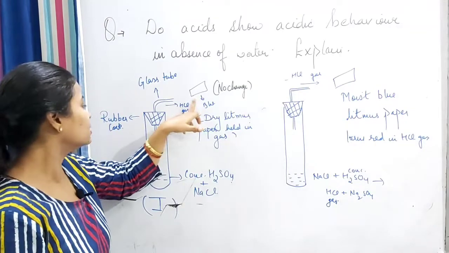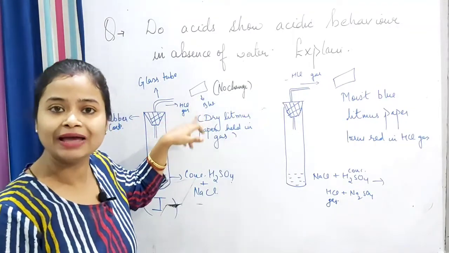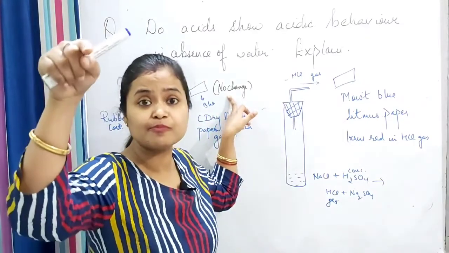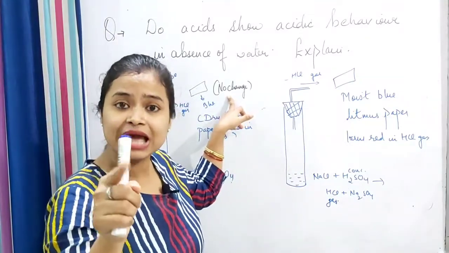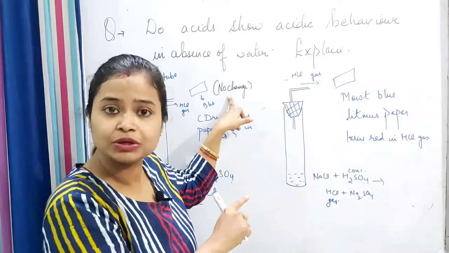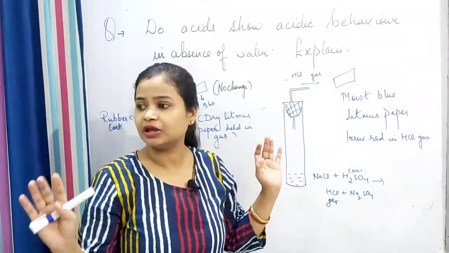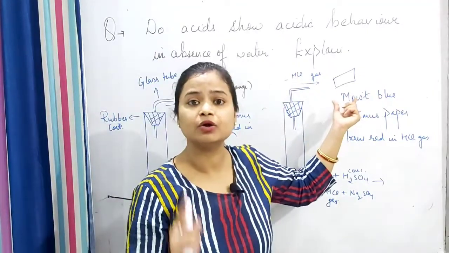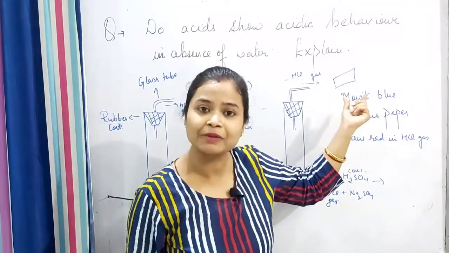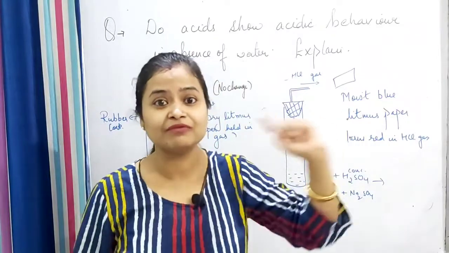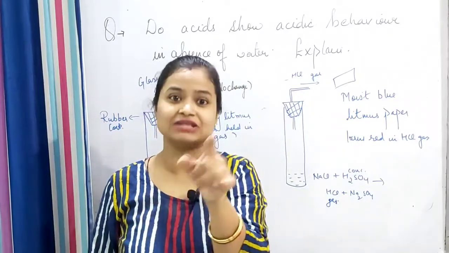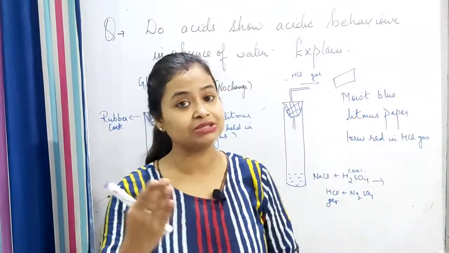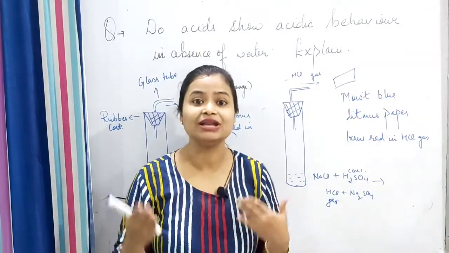As the HCl gas comes in contact with dry blue litmus paper, there will be no change occurring. That is the important point. Whereas when HCl gas comes in contact with moist blue litmus paper, the blue litmus paper will turn red, as we have seen in the first video on indicators. Blue litmus changes into red in the presence of an acid.